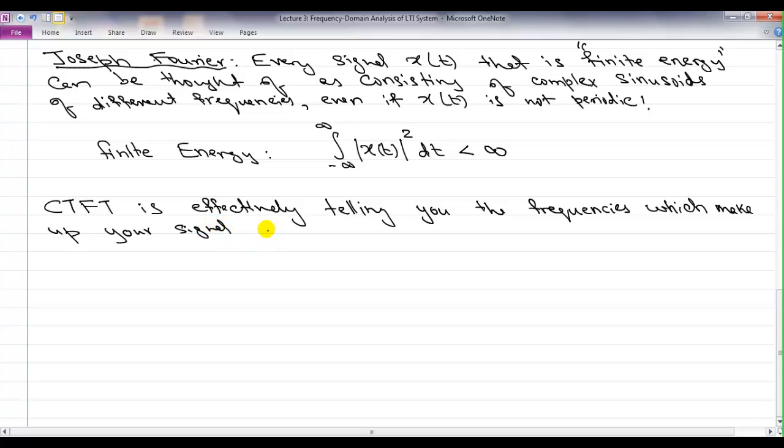And the frequencies means it gives you both magnitude information about that frequency and phase information about that frequency. Okay.